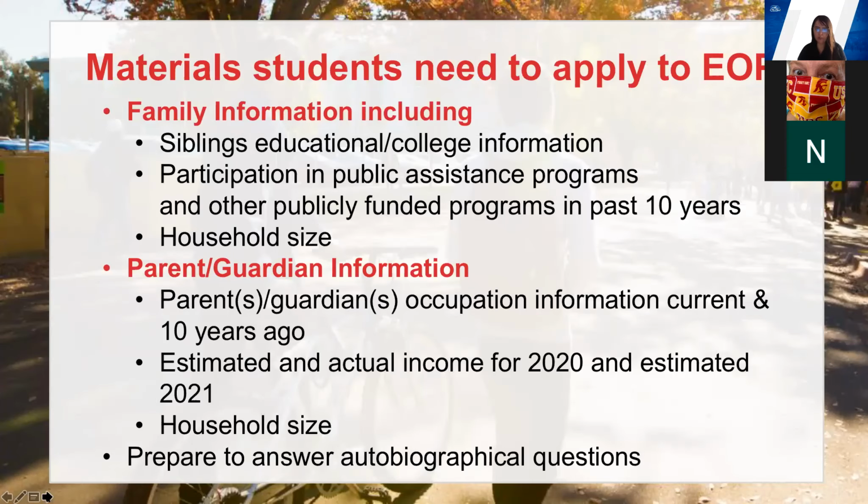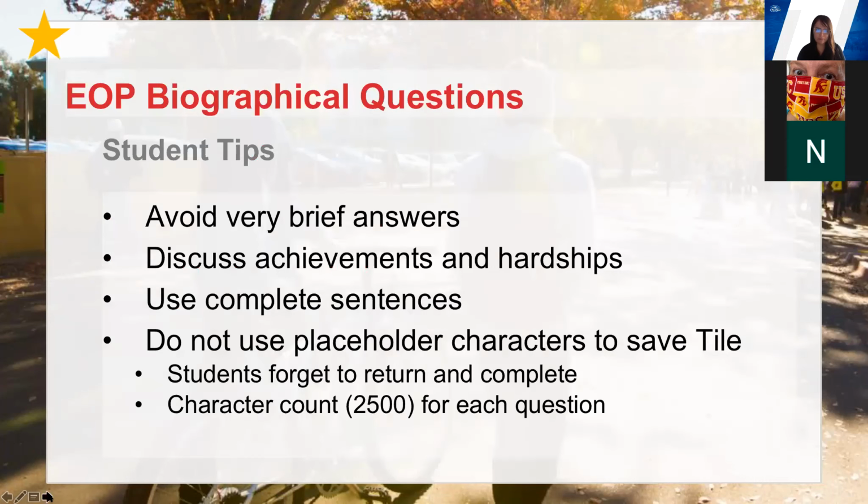As we move on to materials that would be needed from you to apply to EOP, certainly having your family information included in the year specifically. We'll ask for siblings' education, college information here, household size, parent guardian information specifically, the estimated actual income for 2020, household size, so some similar information that has been asked from you specifically in the beginning of the application.